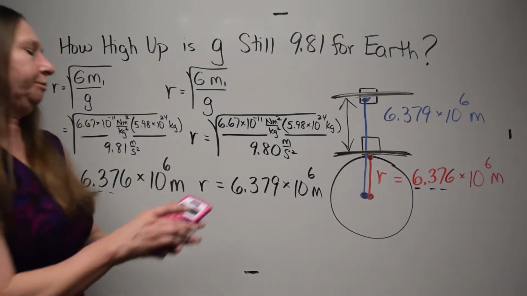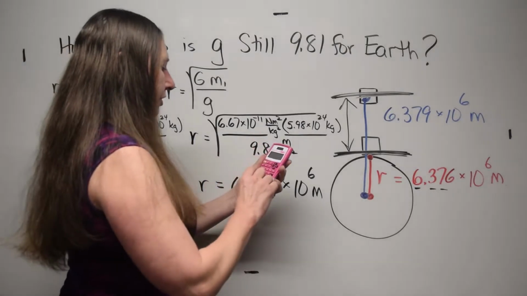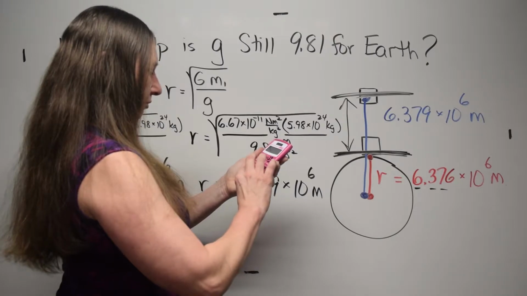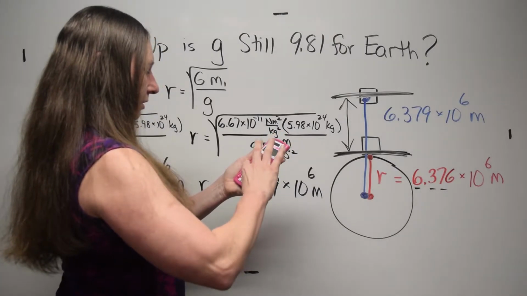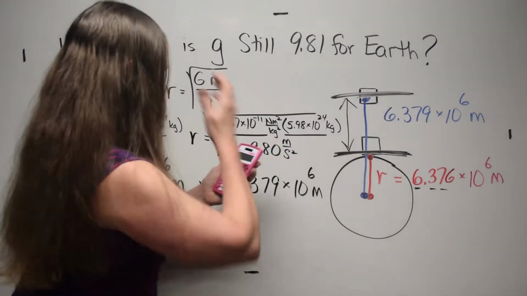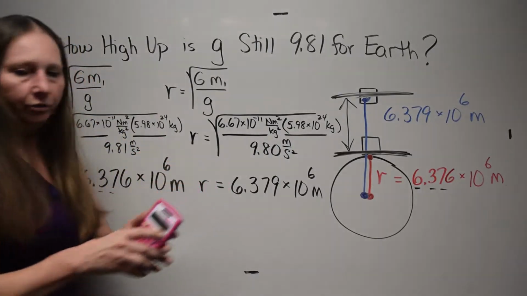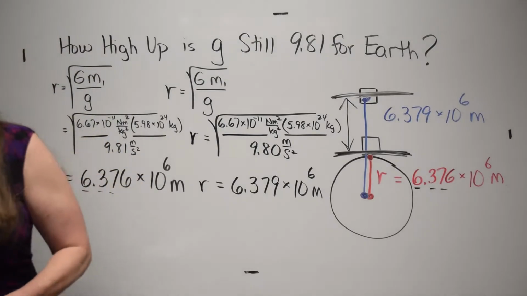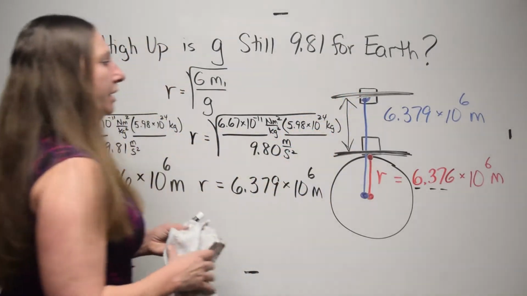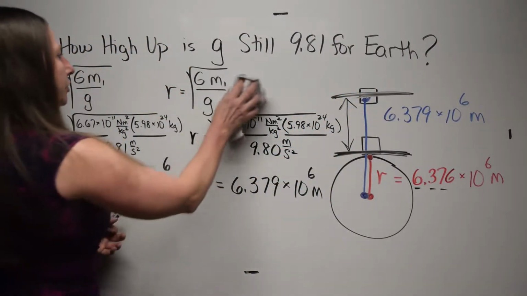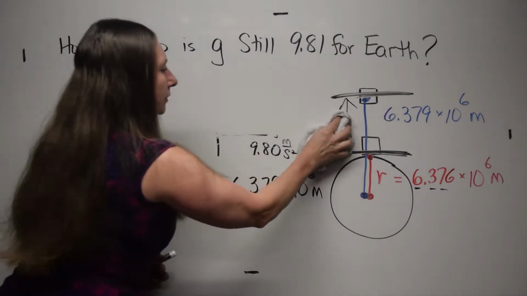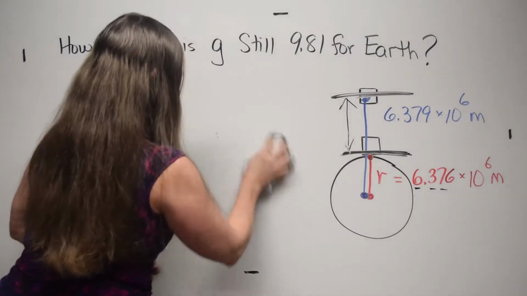6.379 minus 6.376 times 10 to the 6th, and we're getting 3,703 meters. So 3,703 meters above the surface of the Earth. All right, so let's erase this.